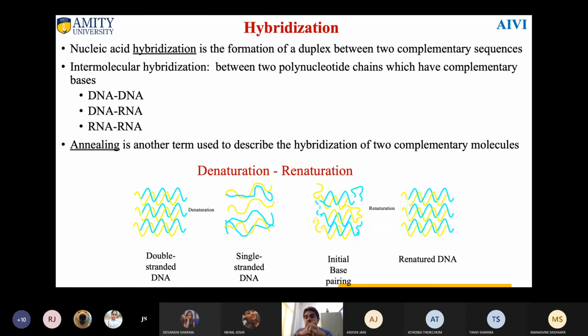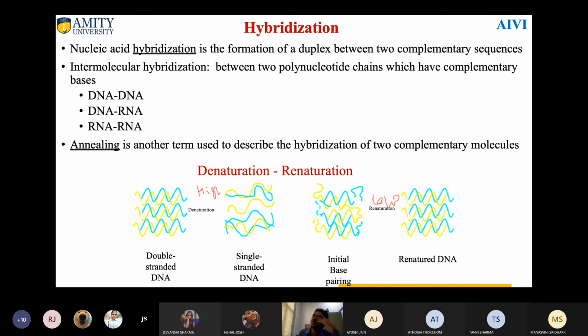Temperature plays a very crucial role in this process, because if your temperature is very high, it will not allow the formation of this double bond. Whereas low temperature allows renaturation, and high temperature allows denaturation. So here is high, and here is going to be low.